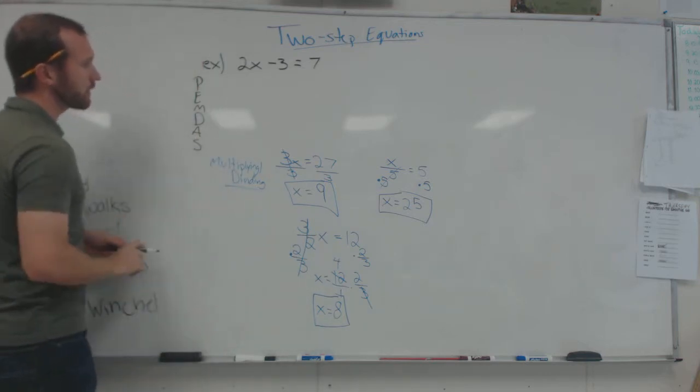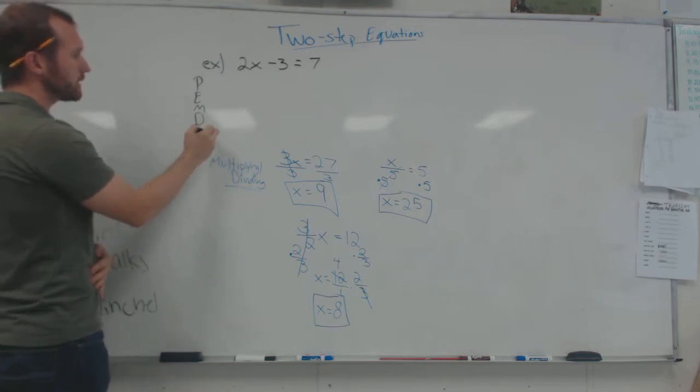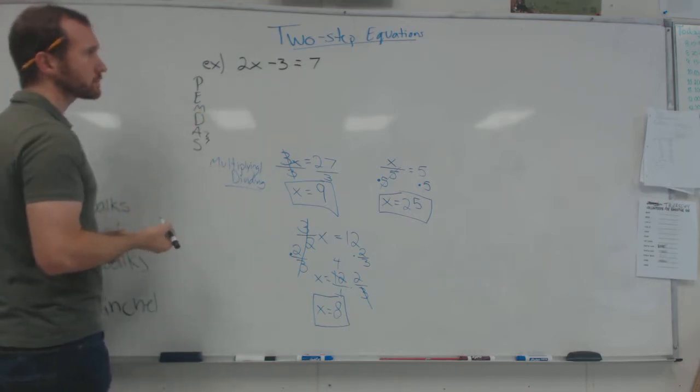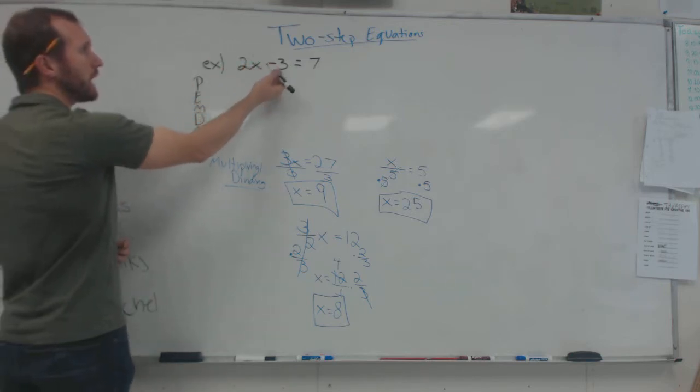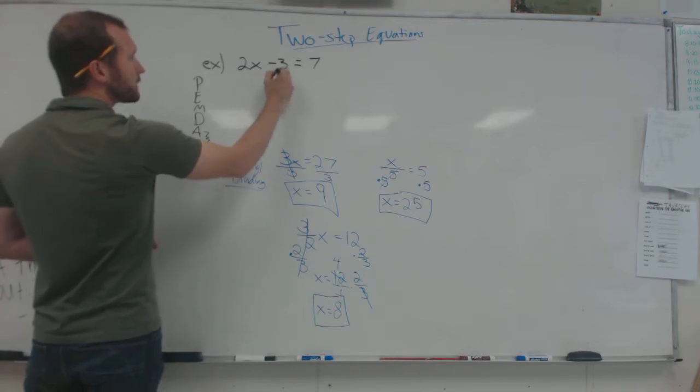When we check our equation. So the first things we're going to do are addition and subtraction. So what would we do first in this equation? Minus 3. Except we want to do the opposite. We want to reverse everything, right? So we're going to add 3 to both sides.